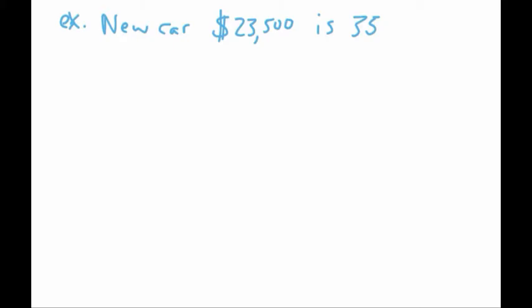So I want to throw three examples at you. If you look at your I can statements for this section, you'll notice that there's three things, and it's going to be basically for each of the three examples. So I'm going to start out saying that we have a new car, and that new car is going to cost $23,500. And right now it's 35% off. So a new car, $23,500, is 35% off. What is the sale price?